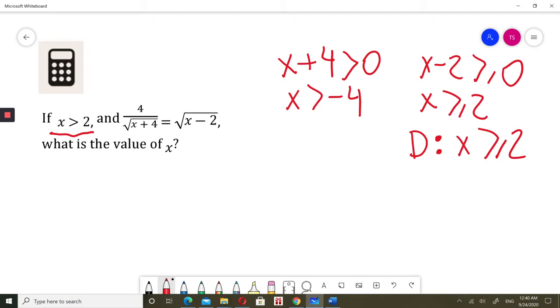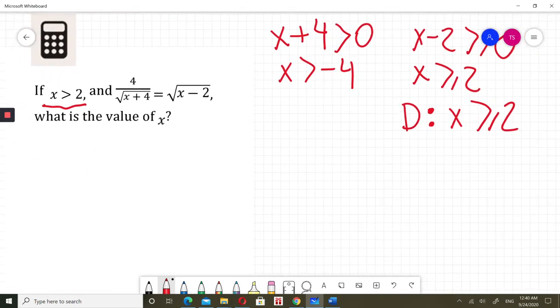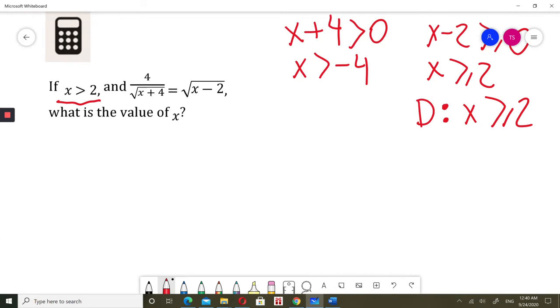So what's happening when x would be 2? The left side of the equation would be 4 divided by square root of 6, which is positive. The right side would be square root of 2 minus 2, so square root of 0 would be 0. So anyway, this equation would not be true. x equals 2 would not be a solution anyway. Alright, I spent a moment talking about this, but this would be a second for you.